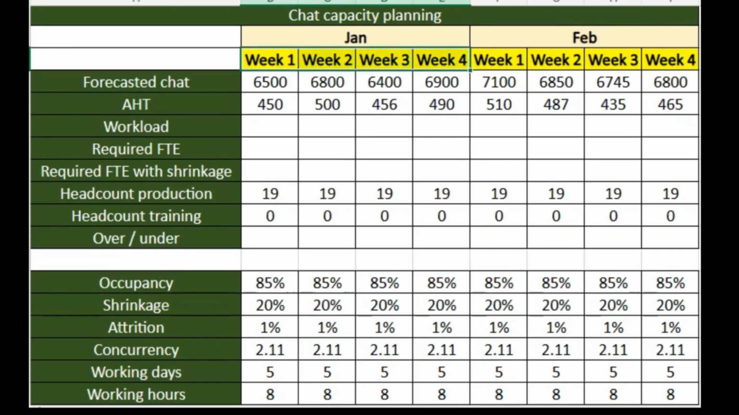You can have data for 5 months, 6 months, 12 months. I have taken only 2 months of data so that if you know the calculation, it would be the same for the rest of the months also if you're trying to create the chat capacity planning.